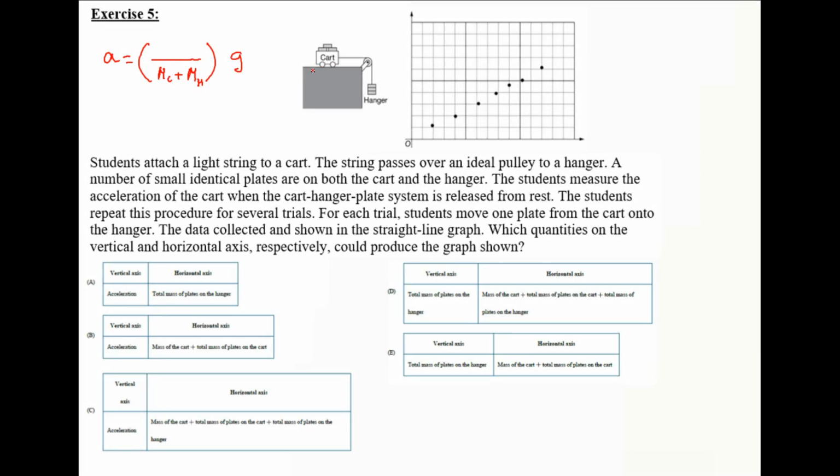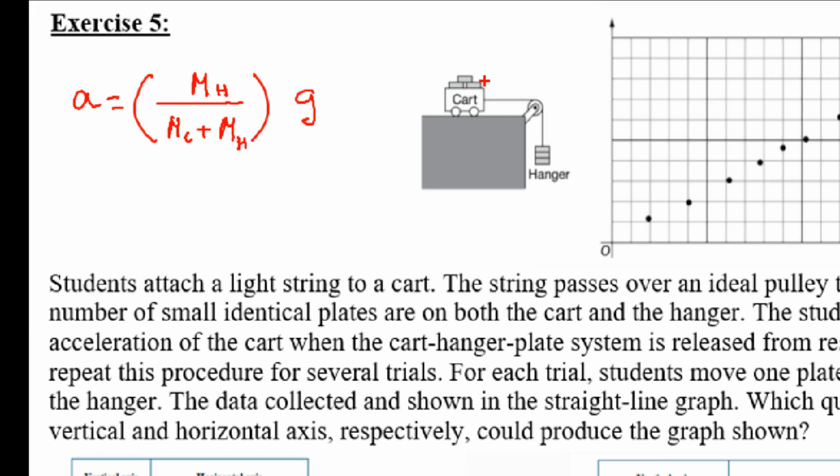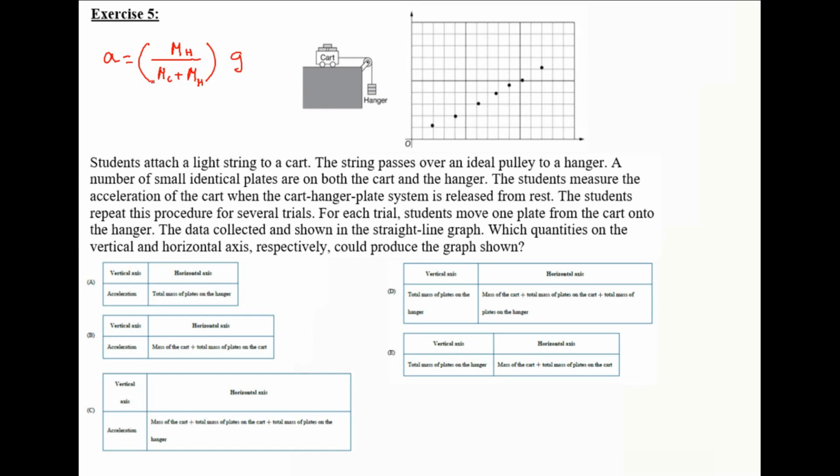And in the numerator, we will only place the mass of the hanger. Now, if you look carefully here, suppose initially we started with 3 and 3, then we removed 1 from here, then here we have 2, here we have 4, then we remove another 1, then we have 5, 1, and we have 5. If you notice that upon moving one plate from here to the hanger, the total mass given by the mass of the cart plus the mass of the hanger, which is given by the number of plates, remains constant. Then basically that would be constant and that would be constant.